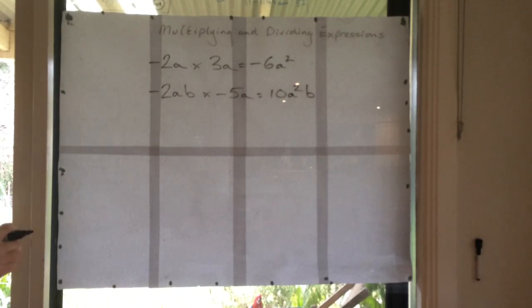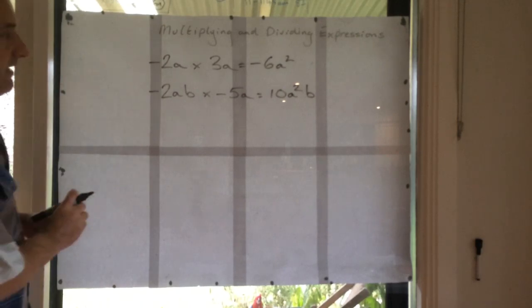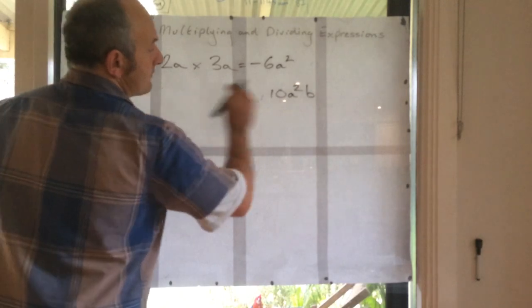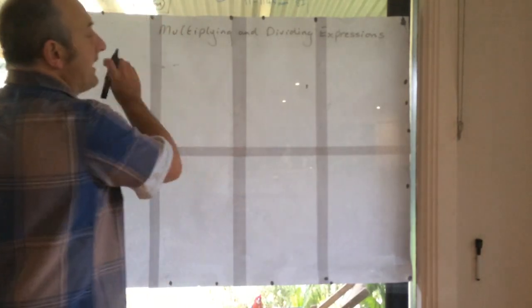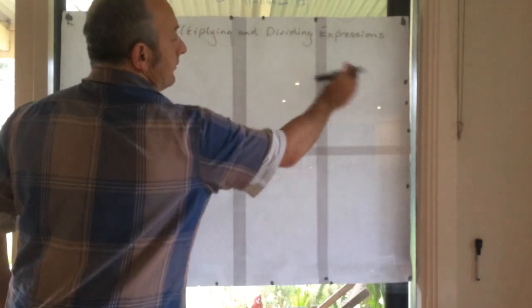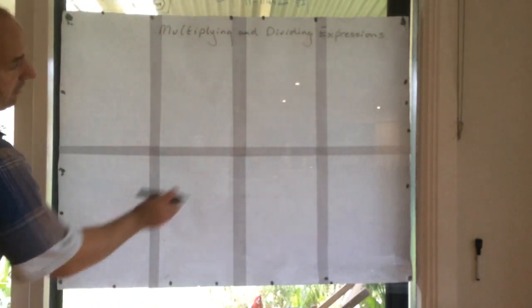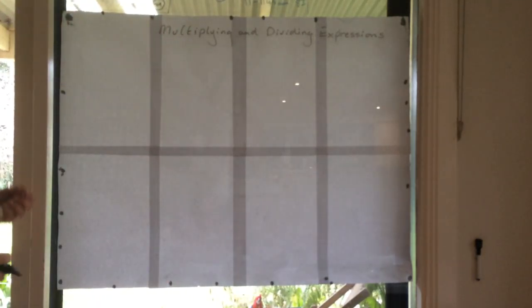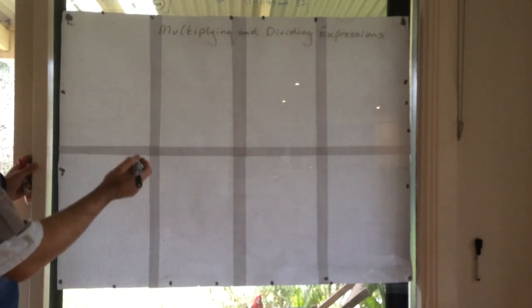Okay, so now let's do some dividing expressions. So again, I'm not going to be doing any proof. We're going to keep the time down and we're not going to be doing any proof. So if, say for example, I've got a question like this.